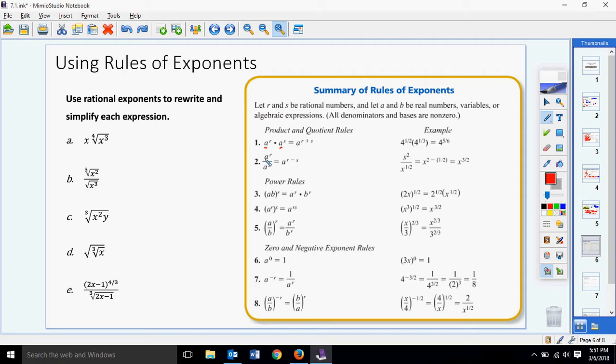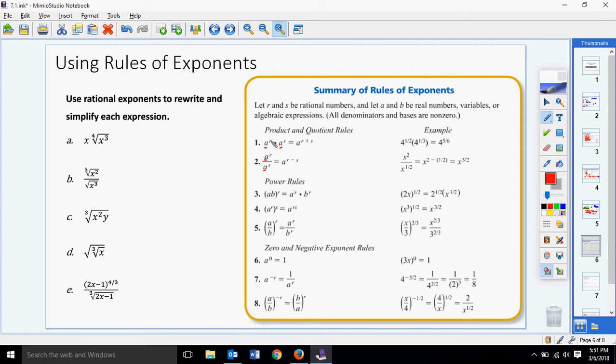Okay, so same base, and this time we are dividing. When we're dividing, we're going to subtract our powers. The top power, R, minus the bottom power, S. And this gives a good example over here. Base is the same, it's x. I have an x squared and an x to the 1/2. So that means I'm taking 2 minus the 1/2 in my exponent, and I get x to the 3/2.